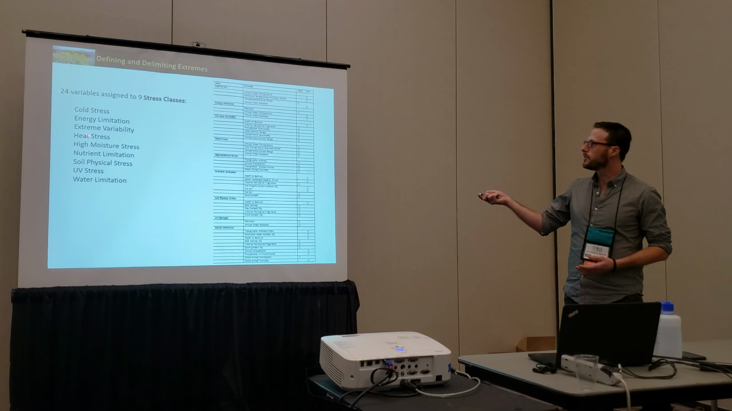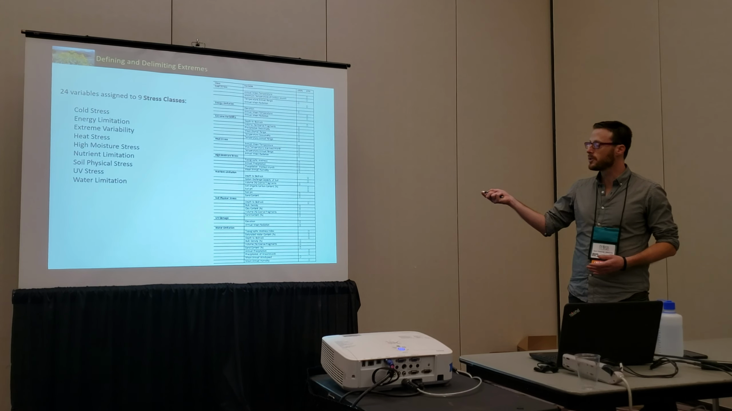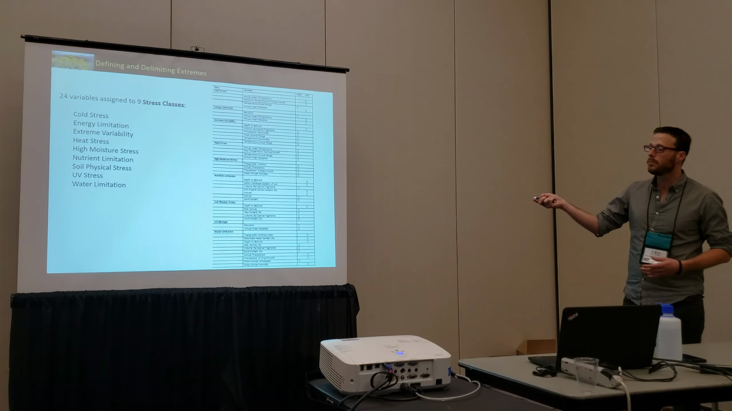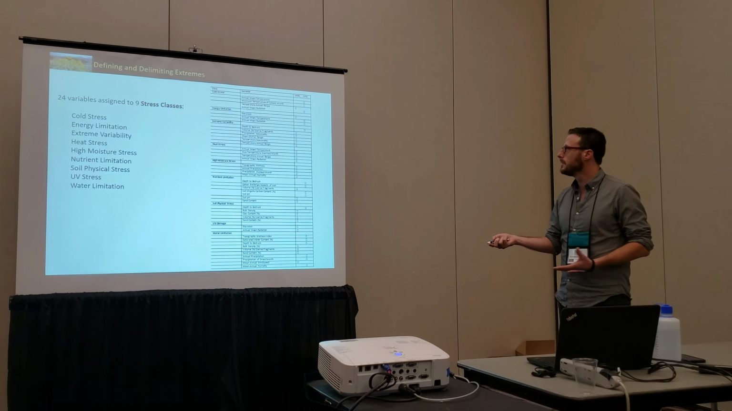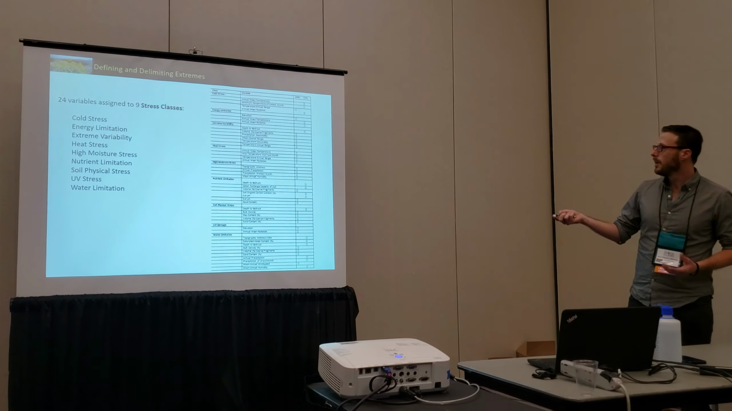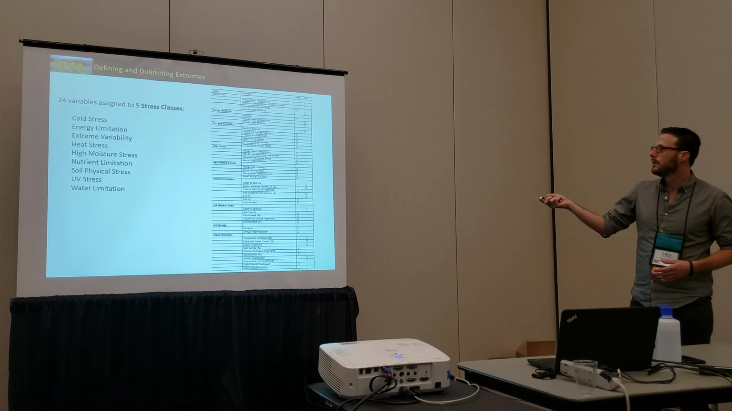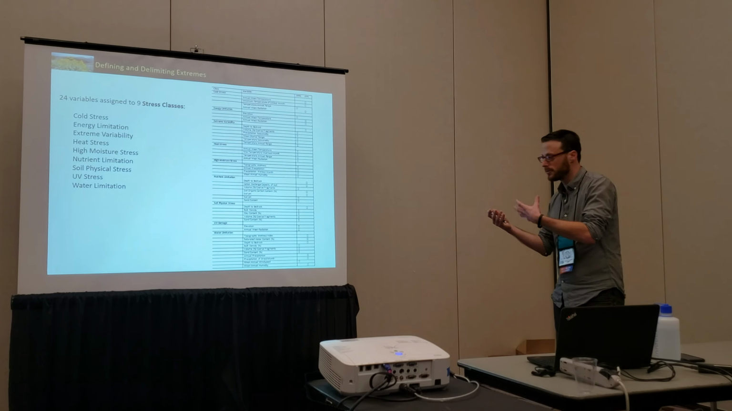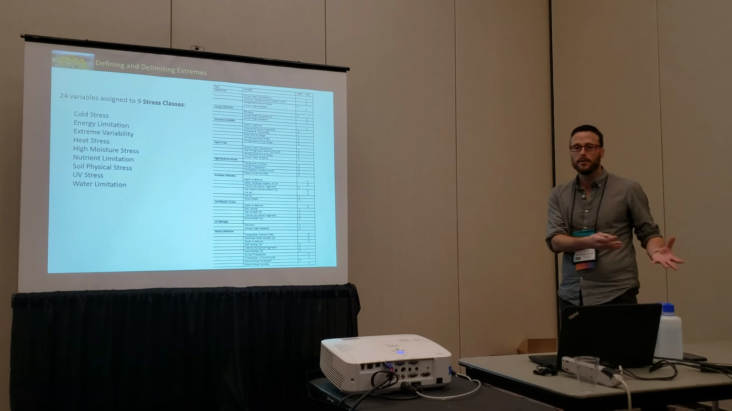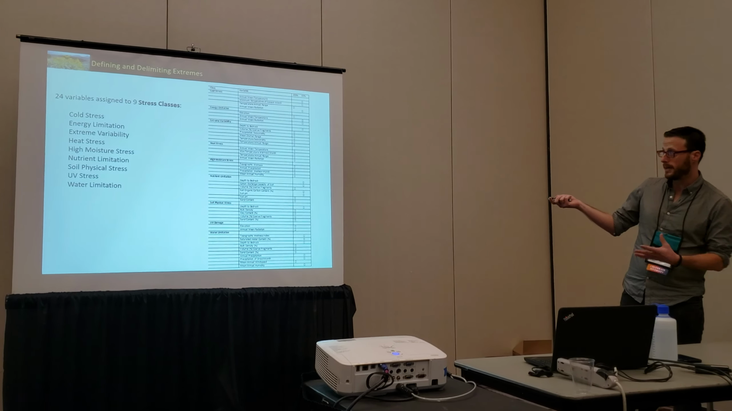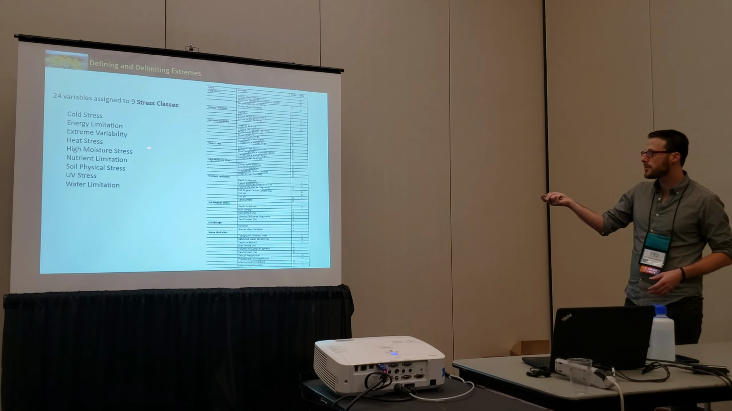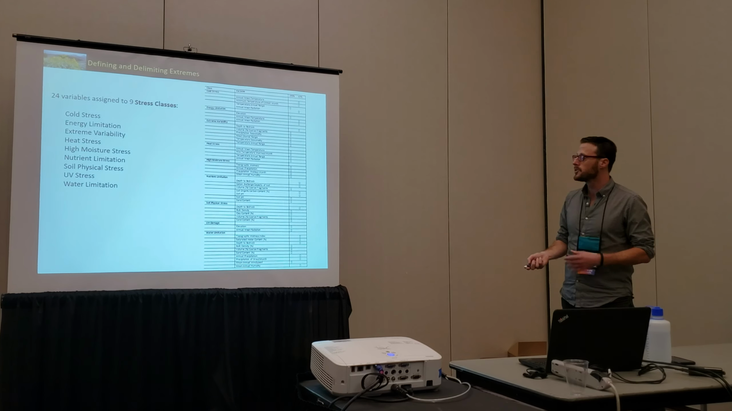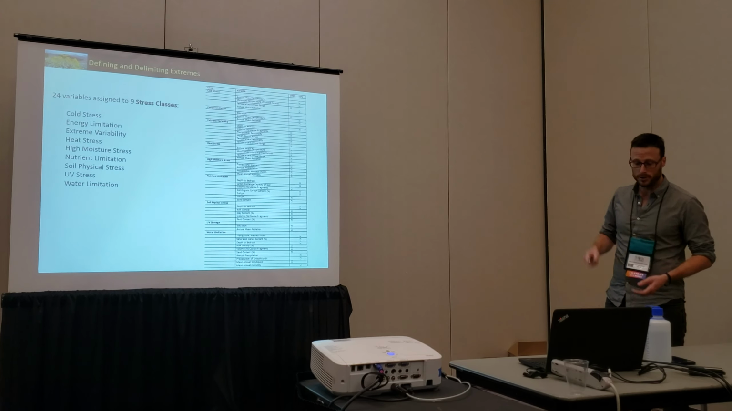So we looked and we saw that we could sort of determine the cold stress, so we're looking at those alpine areas or tundra areas, energy limitation, which is UV radiation and UV temperature, extreme variability, which is how much variance you have in a variable. So you can have something that goes from being very, very cold to very, very hot, something that's difficult for plants and other organisms to tolerate. Heat stress, fairly self-explanatory. High moisture stress, nutrient limitation, soil physical stress, UV stress, and water limitation.